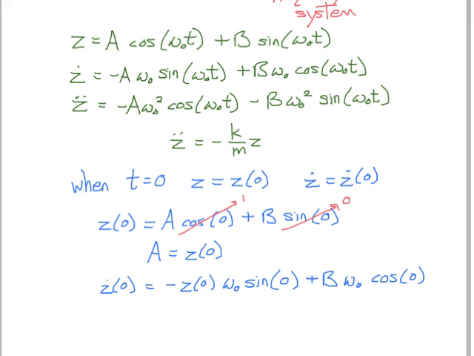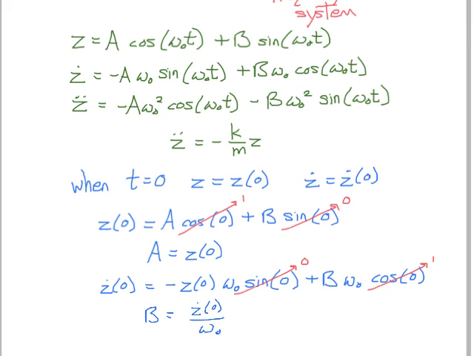Then we apply our boundary conditions to the first time derivative of z. We've substituted our initial speed on the left-hand side at time 0, and then inserted our coefficient for a. At time 0 is sine 0, and then we have b, omega naught, cosine 0. Now we know that sine 0 is equal to 0, and cosine 0 is equal to 1. And so we can solve for our undetermined coefficient b, and that's equal to the initial speed divided by the natural frequency.